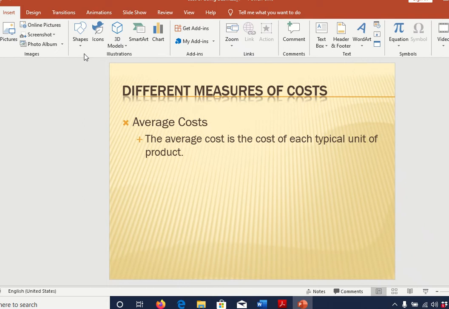In addition to total cost, there are other useful measures of cost. So take for example, average cost. If you want to open up your own business, for example, a sweatshirt factory.